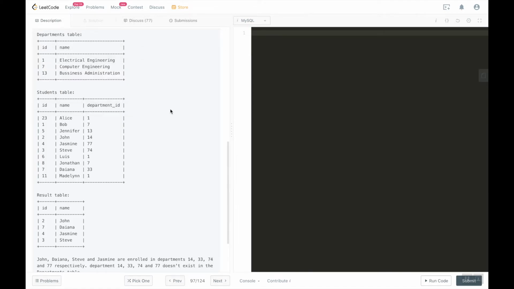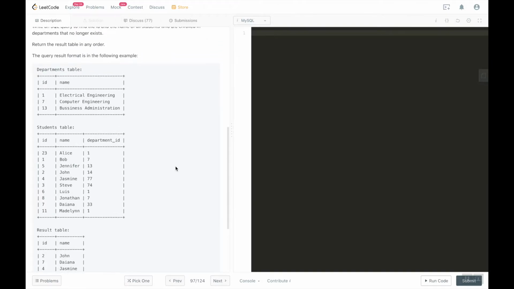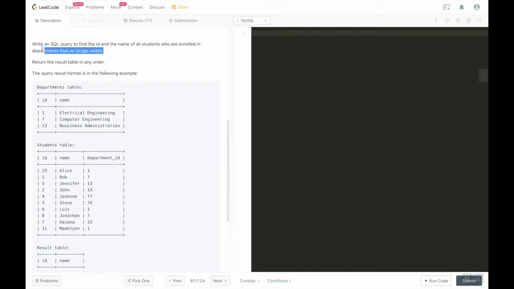Now, since we know the table schema and we have a good understanding of the data, let's see the problem statement. Which is, write an SQL query to find the ID and the name of all students who are enrolled in departments that no longer exist.